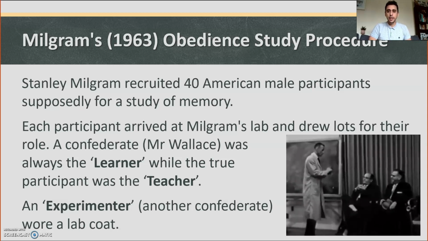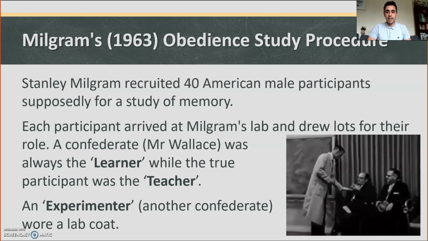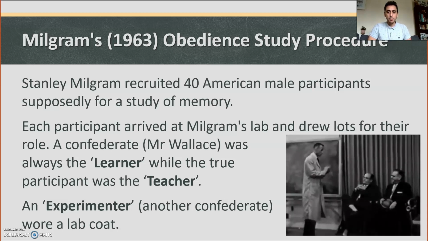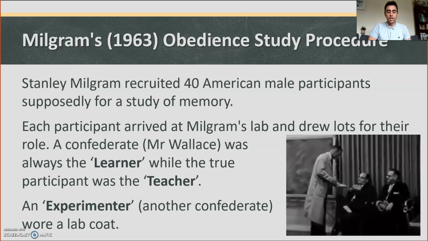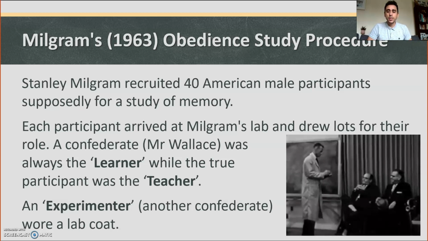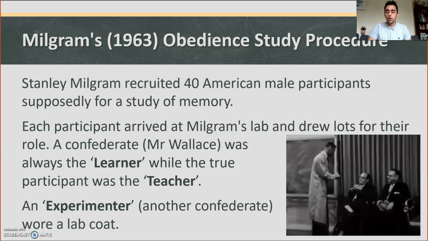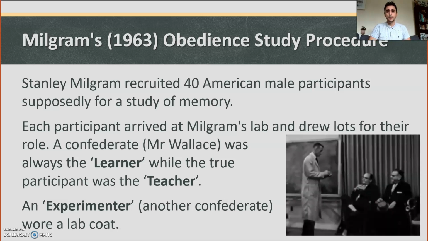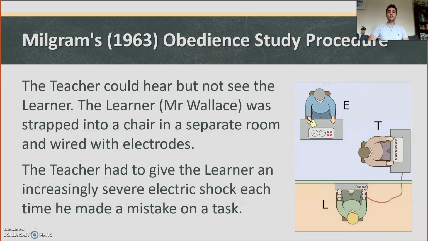So you can see in the little GIF there, the experimenter is in a lab coat on the left, tall. Mr. Wallace, I believe, is the guy on the left. He got learner, and the guy on the right, actually I think it's the other way around. The guy on the left is the teacher, who's the real naive participant, and the guy on the right is Mr. Wallace, the learner. So let's have a look at the procedure.